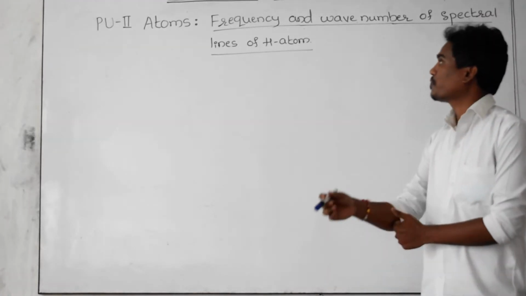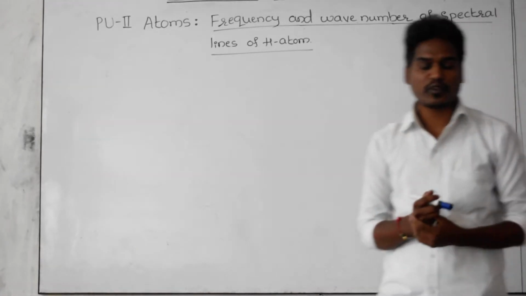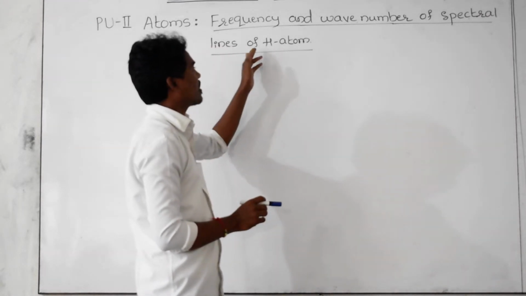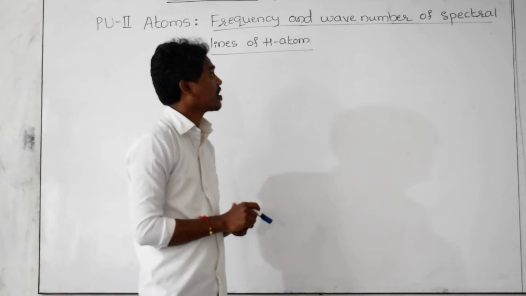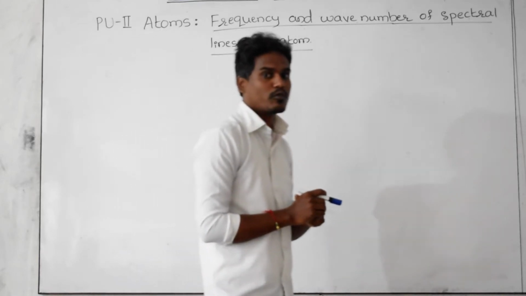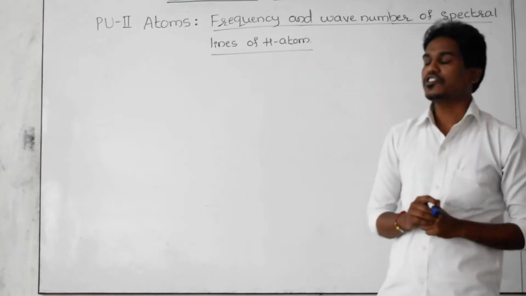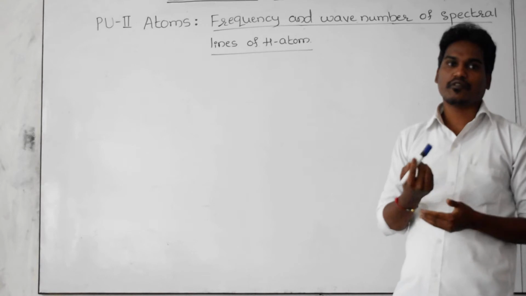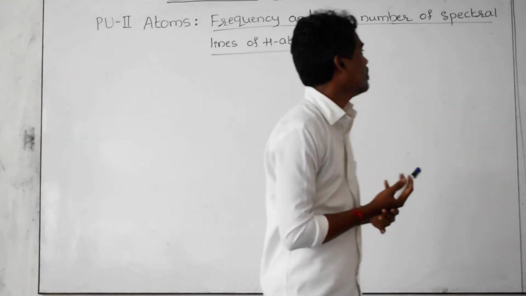Good morning students. Today we will discuss the concept of frequency and wave number of spectral lines in hydrogen atom. Before going to discuss the concept, there are two words. One is frequency, another one is wave number. What is the difference between frequency and wave number? First you should know about that one.